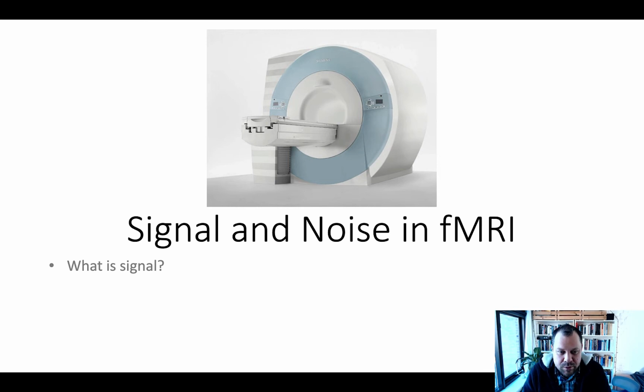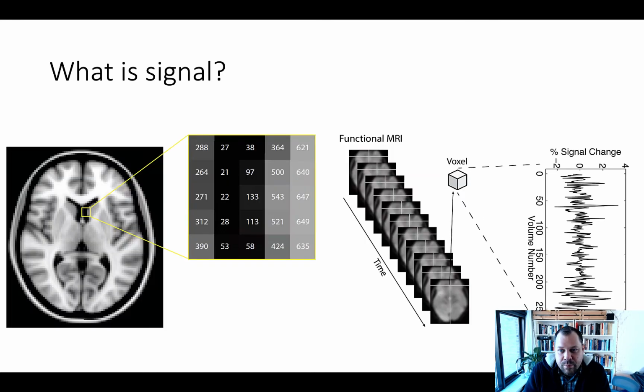We'll now talk about signal and noise in fMRI to better understand how we can analyze signal, how we can improve signal and decrease noise when we talk about functional magnetic resonance imaging. So what is signal?